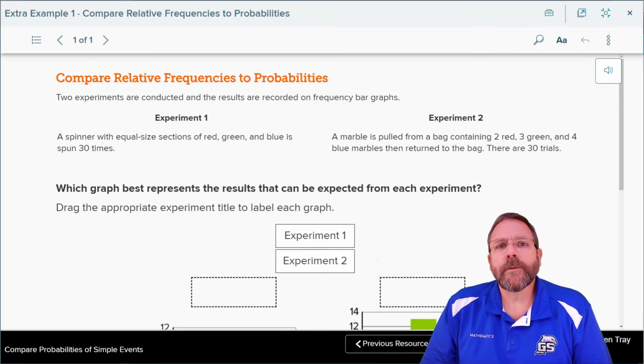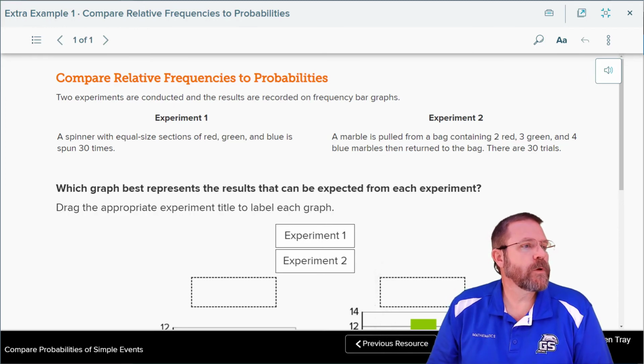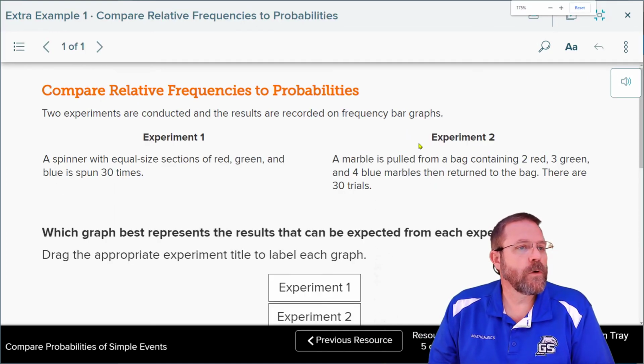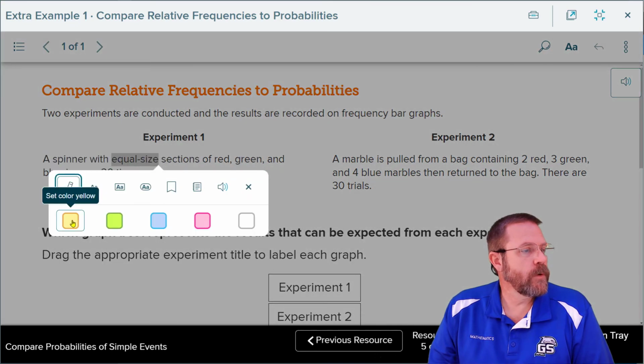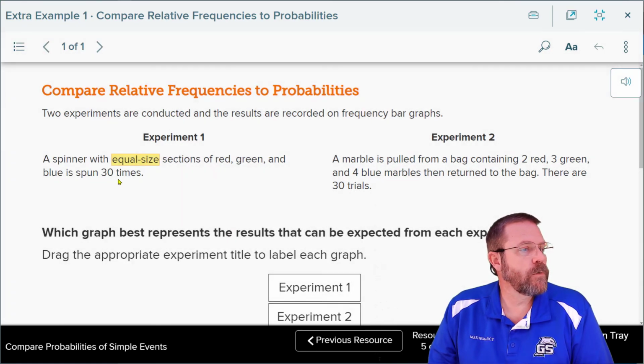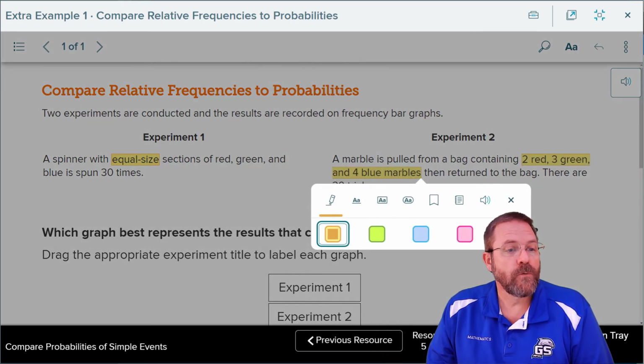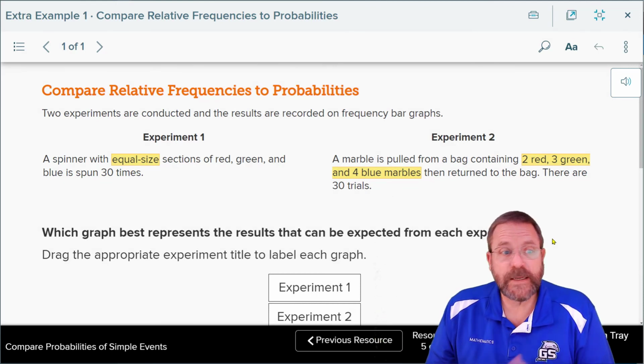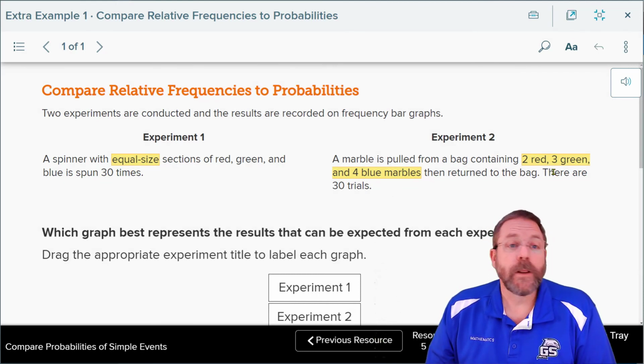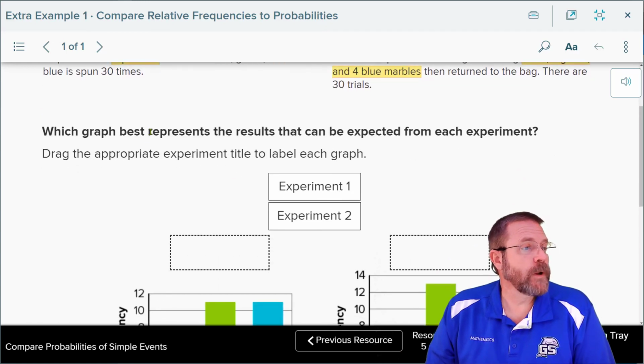Did you get your answers right? Let's take a look. 2 experiments are conducted and the results are recorded on the frequency bar graphs. Experiment 1, a spinner with equal size sections, that's going to be very important, so I'm going to go ahead and highlight that, of red, green, and blue are spun 30 times. In experiment 2, a marble is pulled from a bag containing 2 red, 3 green, and 4 blue marbles. Those are different numbers, so your odds are going to be different for each marble, and there are going to be 30 trials. Which graph best represents the result that can be expected from each experiment?